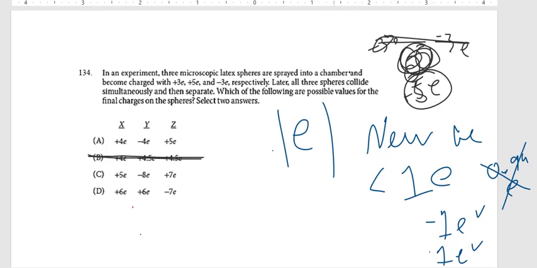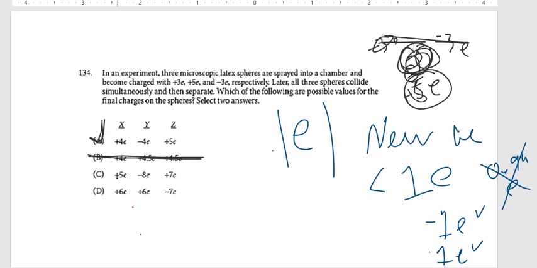Now, the rest of them might not split evenly into 3 parts, and they probably don't, because that would give you a decimal. So you're just going to have to add these up and see which ones add up to positive 5E. So you've got 4E minus 4E, 0, plus 5. This one's good.